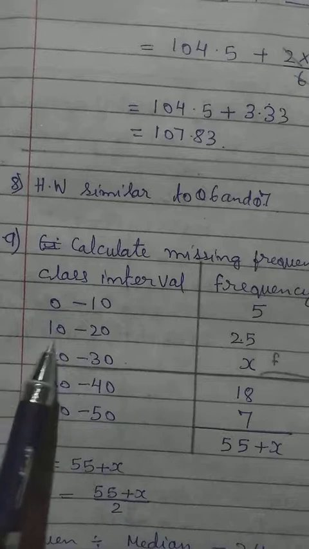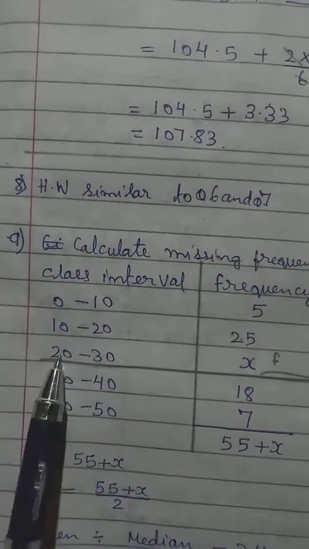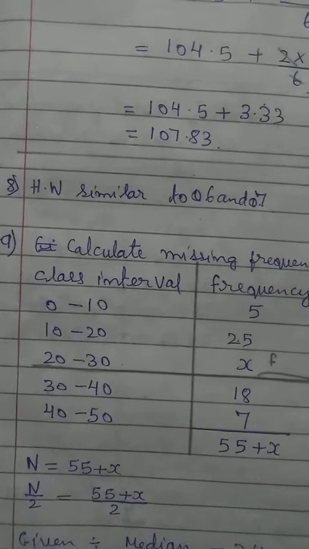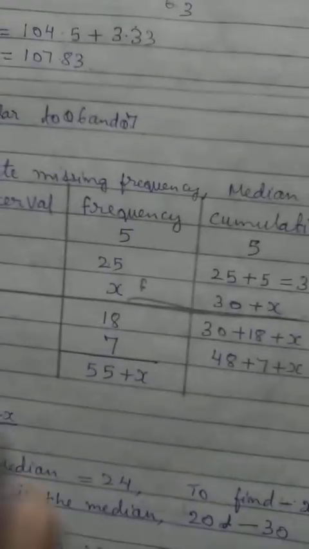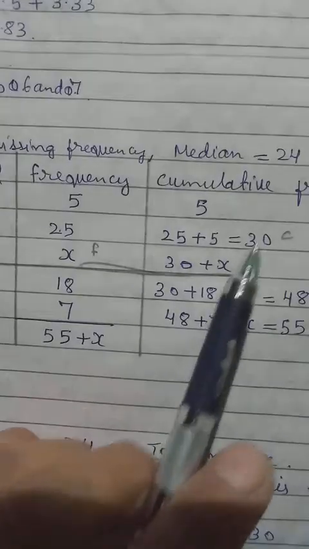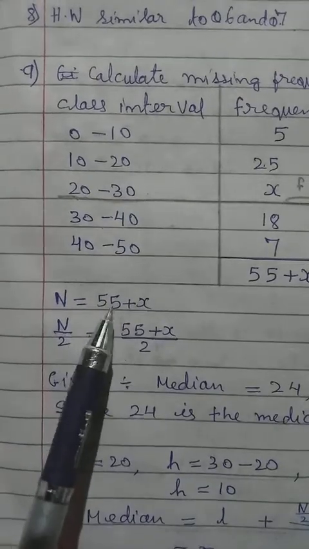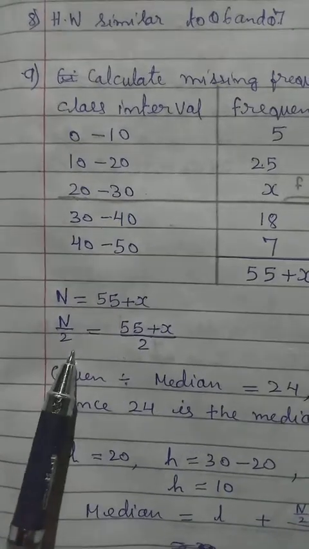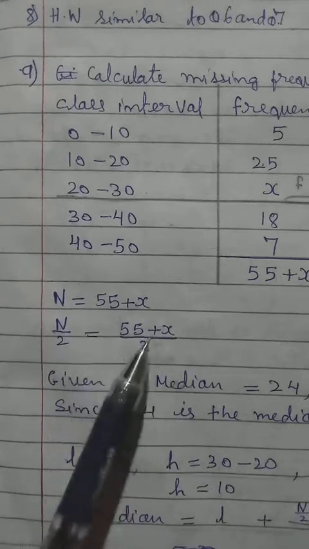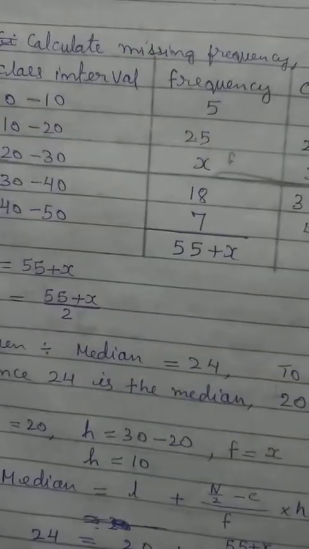If it is the median class, then the lower limit L will be 20. H will be 30 minus 20. Then our F will be x. Our C, the cumulative frequency before the median class, is 30. Now the total frequency N is 55 plus x. We have to divide by 2. Since we have a plus, we cannot divide, so we write it as a fraction only.